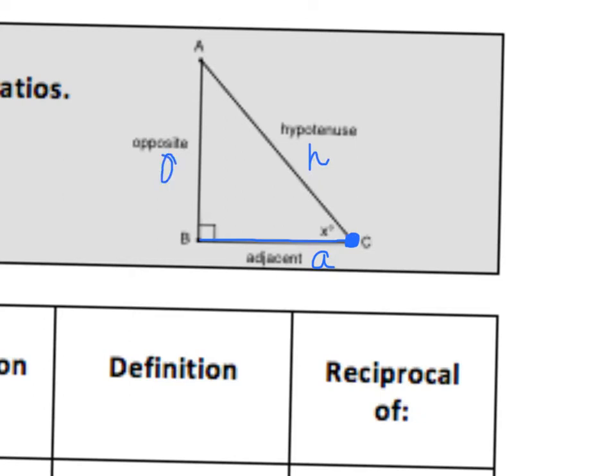Okay, but if I'm coming from, say, angle A, and I draw a line to the right angle, that side is now the adjacent side. The hypotenuse is still the hypotenuse, but now the other side is the opposite. So it depends what angle you're coming from to determine what's your opposite and what's your adjacent side. So always just put your pencil on the angle that it's talking about and draw a line to that right angle, and that's going to be your adjacent side.